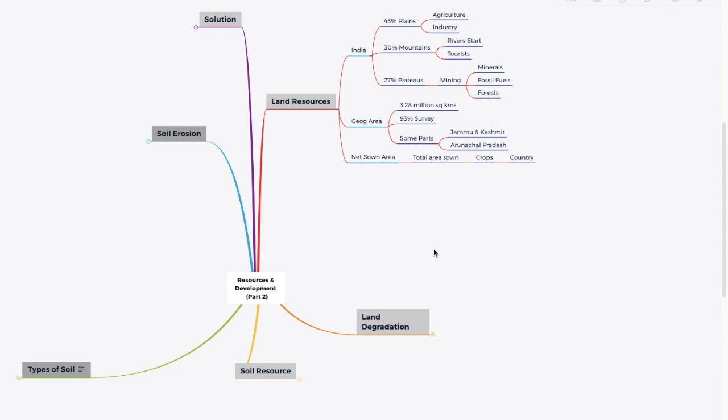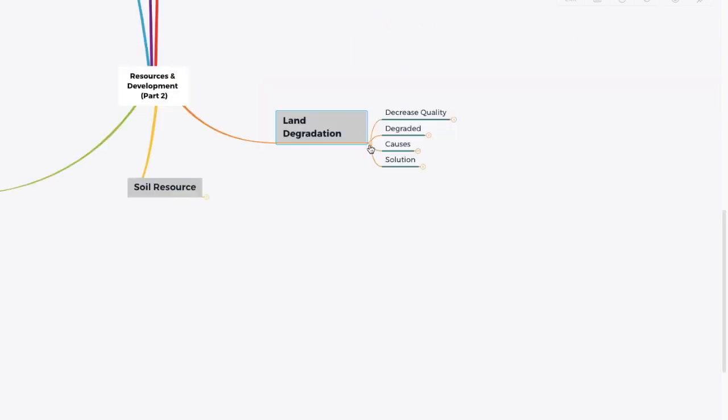So what is land degradation? It is the decrease in the quality of land either by natural or human activities which makes it unfit for cultivation. I'll repeat that again. What is land degradation? Basically it is the decrease in the quality of land either by natural or human activities, which makes it unfit for cultivation.